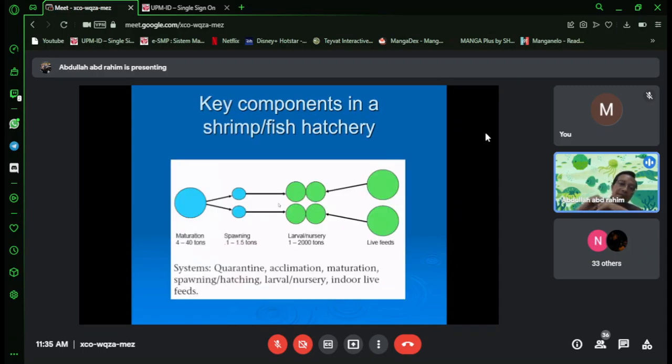Now, in a fish or a shrimp hatchery, you'll find that there are a few components. Beberapa komponen dalam hatchery udang dan hatchery ikan. Alright. Now, the first thing here you see, so this is an example, let's say, of a fish hatchery or shrimp hatchery. Okay. Now, the first circle here, all right, is called maturation.